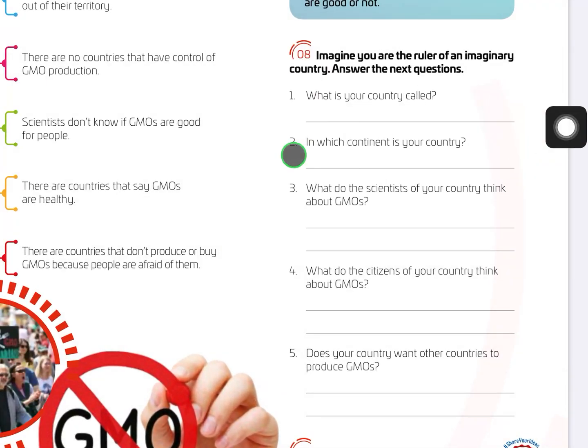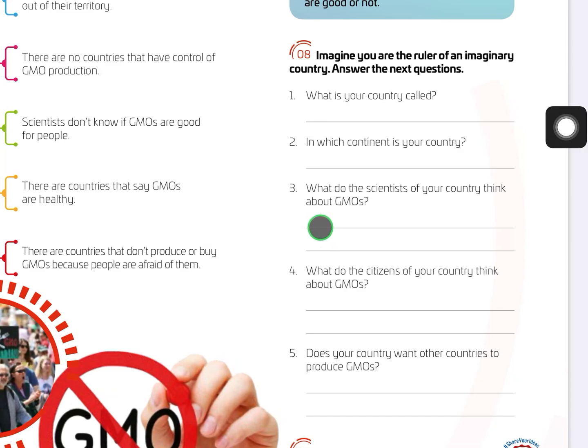That is going to be about imagining you are a ruler. You are one of the rulers that make the rules of a country. You are going to imagine your country, and you are going to answer the questions. Yes, what is the name of your country? What is your country called? In which continent is your country? It could be Europe, Africa, Asia, Oceania, America, North America, or Latin America. Yes, or whatever you want.